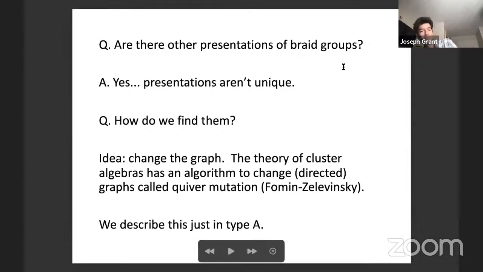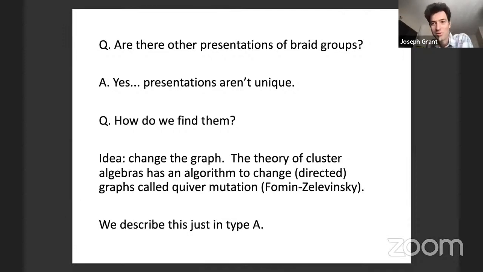So yes, there are. I mean, presentations aren't unique, but how can we find some? And I'm going to tell you one way. There's lots of ways you could do this, but I'm going to try and change the graph. And now this relates to the question we just had. That was well timed. One thing we could do is change the graph and get a completely different group.